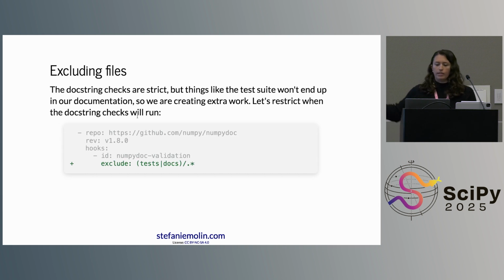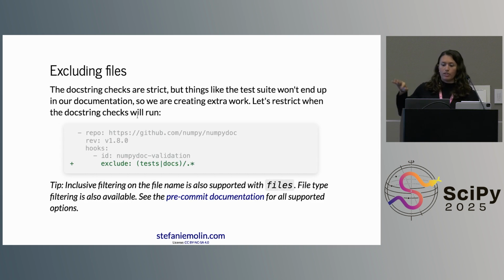Okay, and then I'm not going to show an example of it, but the opposite, if you wanted to say I want to run on these types of files, that's with the files option that you add. The same way as exclude, you just swap out for files and you specify the types that you want to have.